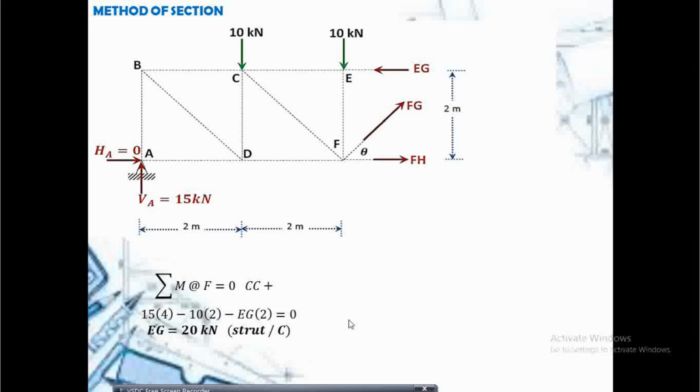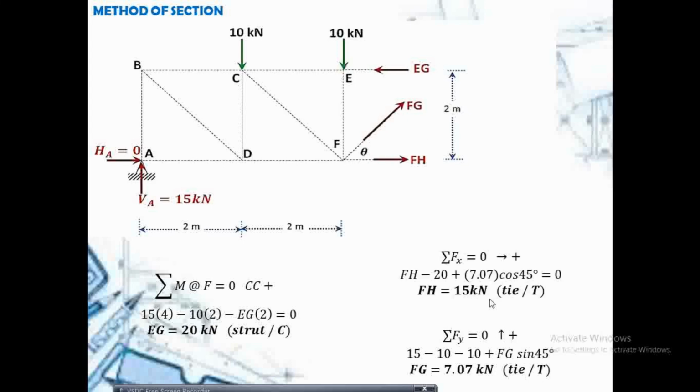So I'm going to take the summation of forces along the y-axis. 15 is upwards, minus 10, minus 10. Again, yung vertical component ni FG is FG sine 45 degrees. FG now is equal to 7.07 kilonewtons. Again, that is a tie. Bakit tie? Yung direction ng arrow ko is away from joint F, so that is a tie.